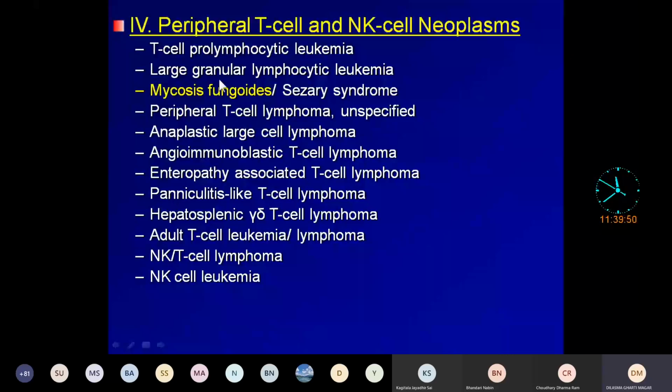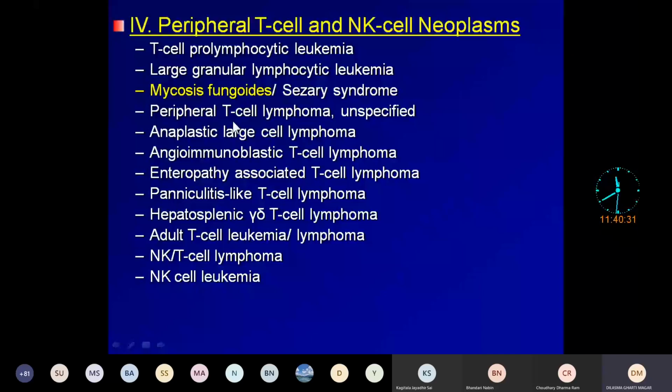And mycosis fungoides, you have to know this name because this lymphoma will involve the skin. So we taught you in the previous classes that this lymphoma will be there in the reticular lymphoid tissues, that is the spleen and then the lymph node, and also in other organs, like in the lung, GIT also, is it? But in this mycosis fungoides or the Sézary syndrome, the patient will present with the skin neoplasm, that is the lymphoma in the skin. And then the peripheral T cell lymphoma, that is the unspecified, is there.